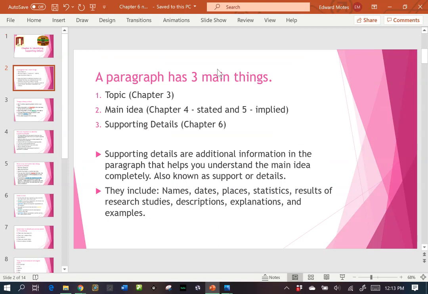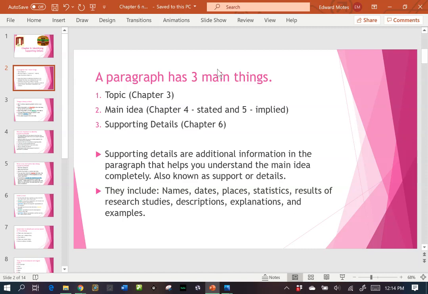So any paragraph has three main things, and we've talked about two of these already. Every paragraph has a topic, what or who that paragraph is about. We talked about that in chapter 3. And then every paragraph has a main idea, whether it's stated or implied, and we talked about that in chapters 4 and 5. And now, finally, in chapter 6, we're going to talk about supporting details.